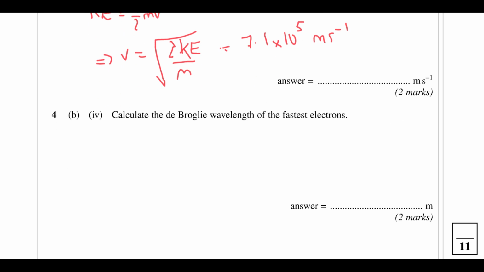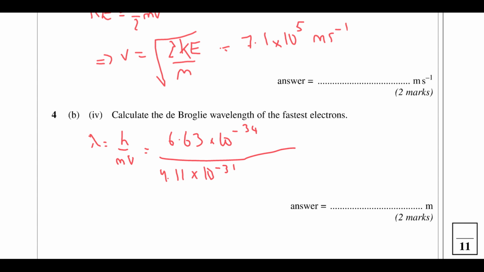Okay, so we've now got the velocity. So it wants us to work out the de Broglie wavelength. So we calculate that using Planck's constant and the mass and the velocity. So 6.63 times 10 to the minus 34, divided by 9.11 times 10 to the minus 31, and then times our unrounded answer for the speed, times 10 to the 5. When we do that, we end up with 1.03 times 10 to the minus 9 meters.